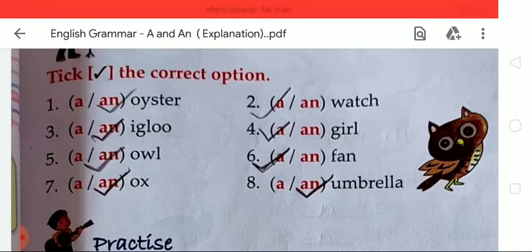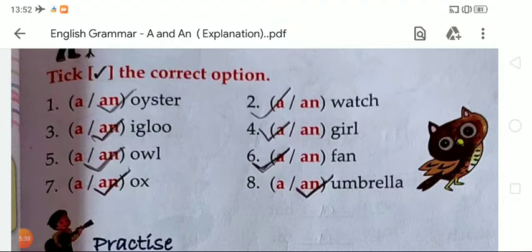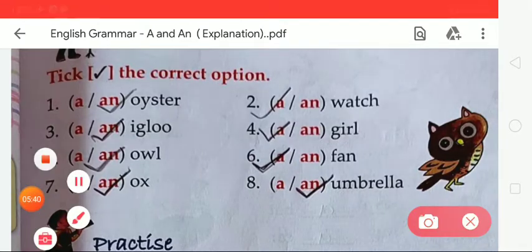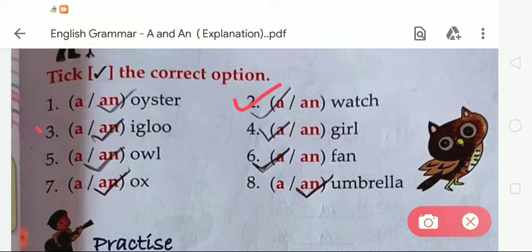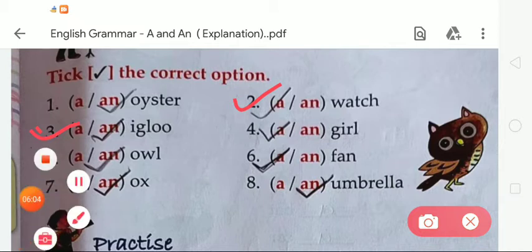Now the next is number 2. In number 2 there is a or an watch. What will be used with watch? The first letter is W and W is a consonant. So here we have to use a. Now the next is number 3, igloo. What will be used, a or an? We all know that we have to use an. So we have to take the given option an.